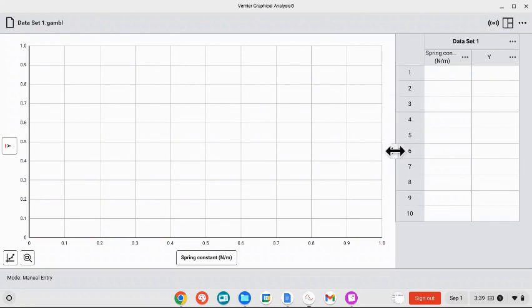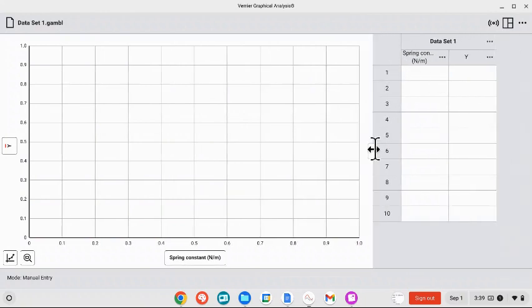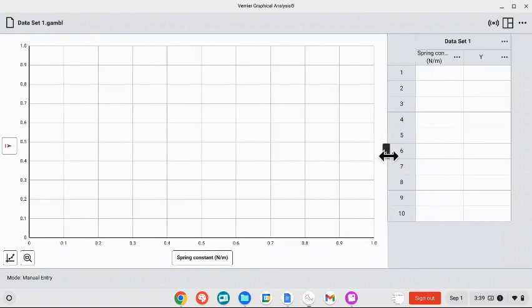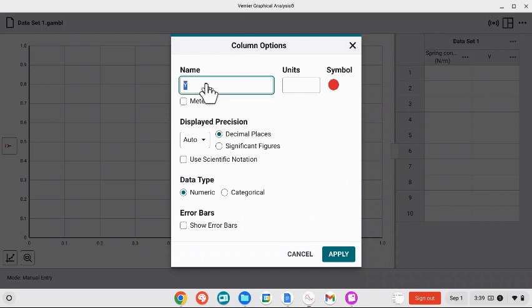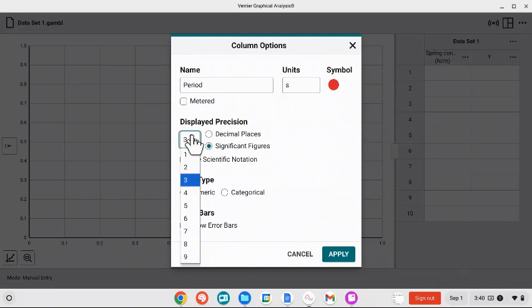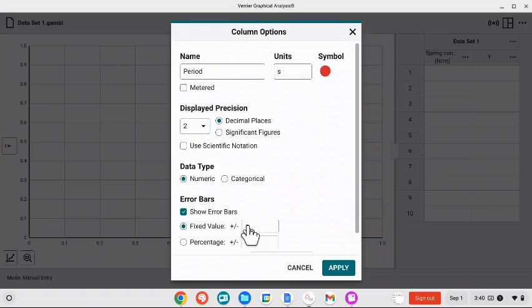Notice it is labeled not only on my data column, but also down on my x-axis. I'm going to do the same thing with my y, and my y is going to be the period, and that's a unit of seconds. I am going to have it include my significant digits, I believe, and we have 3 significant digits. Nope, we didn't do that, we did decimal places. We're going to do 2 decimal places. I remember that now. And our fixed value, I believe, is going to be 0.05 seconds, which was what we used as an example in lab today.